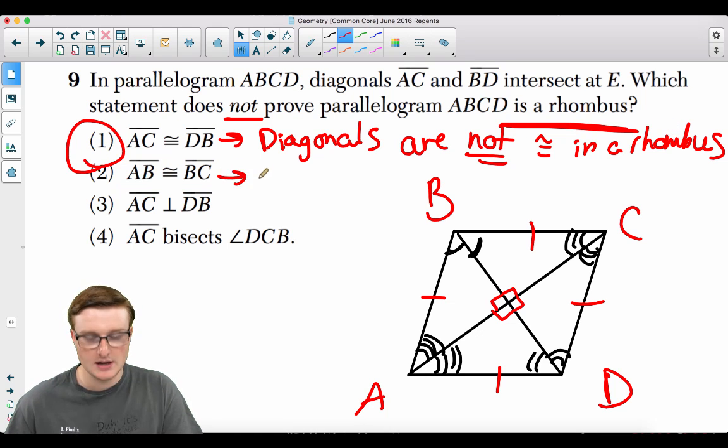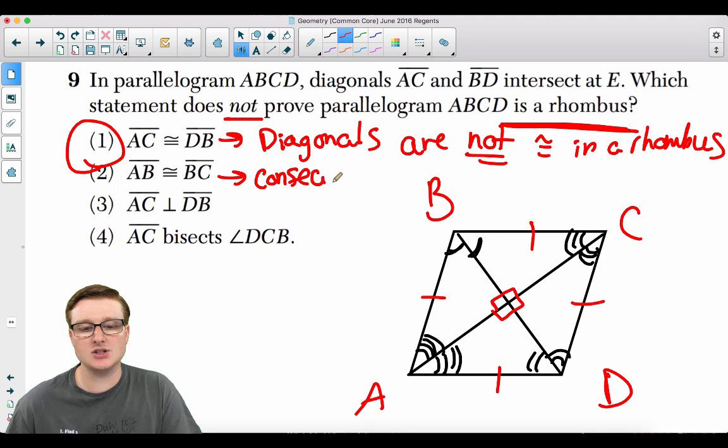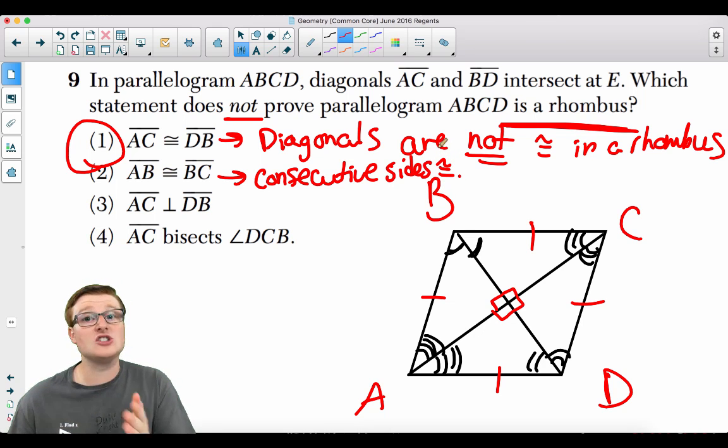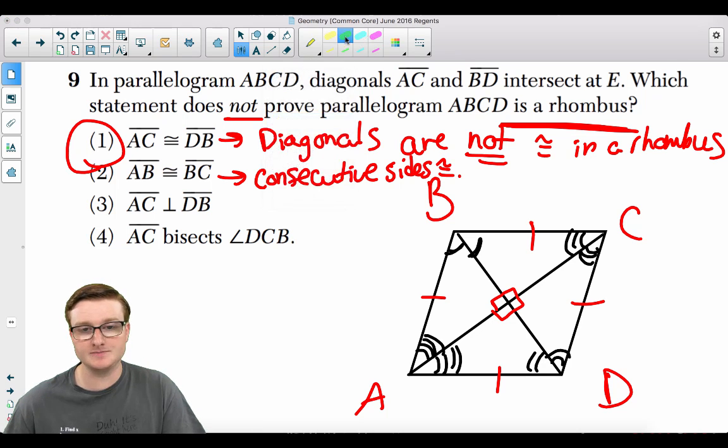Choice 2, this is showing consecutive sides are congruent. Now, if you have consecutive sides that are congruent, that absolutely proves a rhombus, because that means that all of the other sides are congruent to it. If two sides are next to each other, for example, they're saying that AB is congruent to BC. If these two sides are next to each other and they're congruent, it has to be a rhombus.